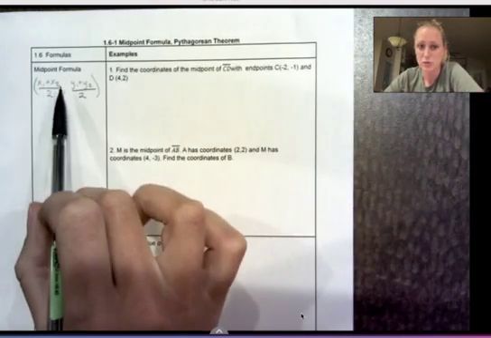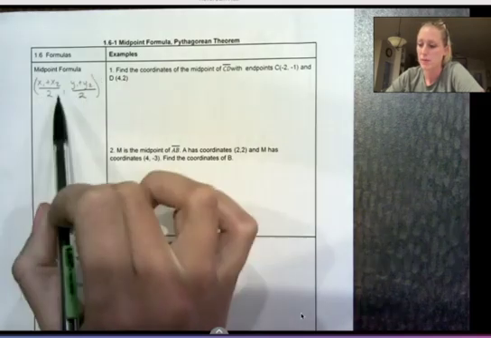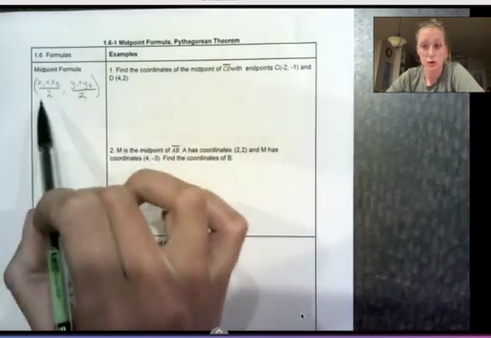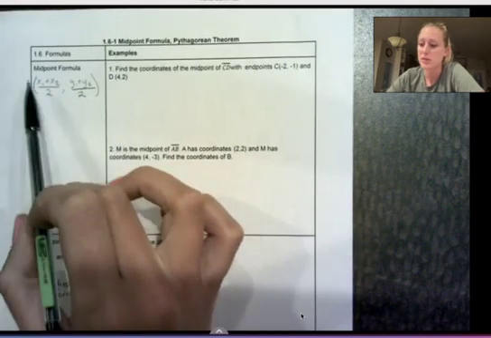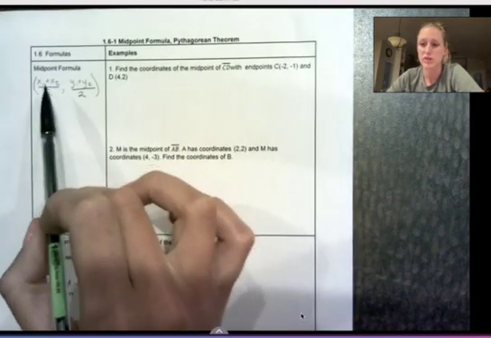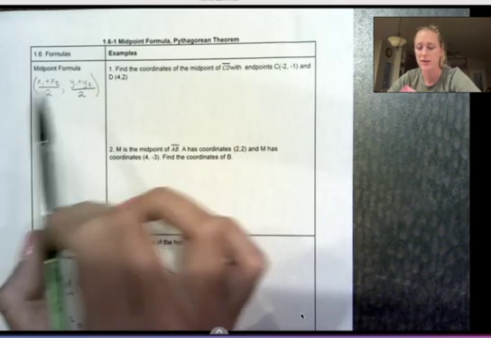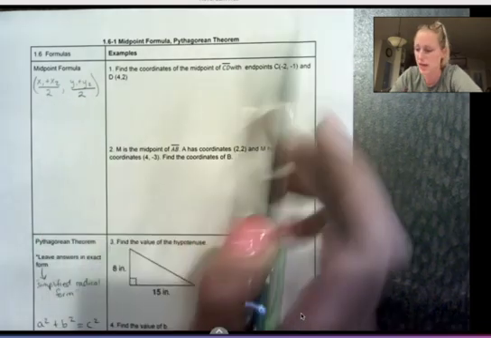x1 plus x2 divided by 2, comma, so that'll give us the x coordinate of the midpoint, then y1 plus y2 divided by 2. Remember, these little subscripts are just saying the two different x's and two different y's. That's all that means, okay?